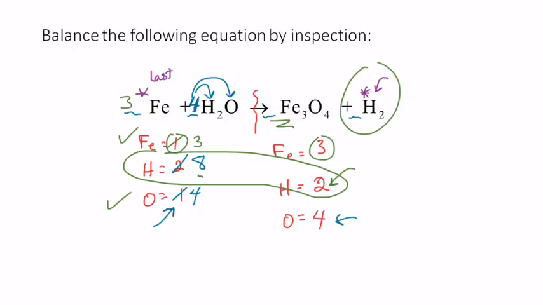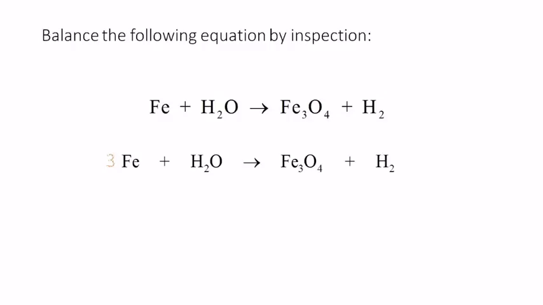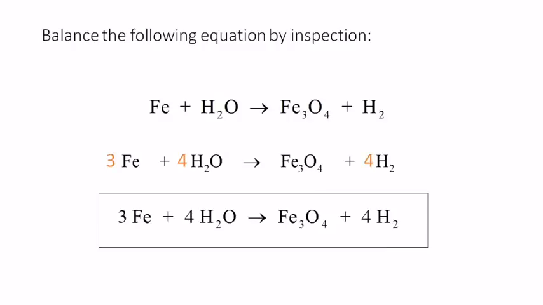So do you guys buy this? If I put a 4 right there, then I have 8. And we are done. Oops, I must have put the check. No, we are done. Okay, so the overall balanced chemical equation is this, with coefficients of 3, 4, 1, and 4. We have the same number of atoms of each type of element on both sides of the reaction arrow.